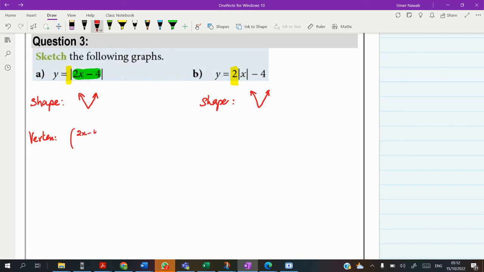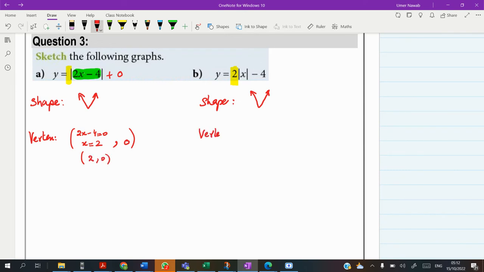So 2x minus 4 is equal to 0. It gives you x is equals to 2, comma. Whatever you see outside the bars, here in this case it is 0. That is your y coordinates. So basically your vertex is 2, 0.